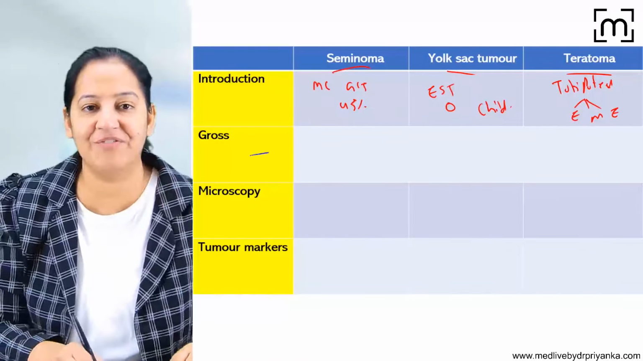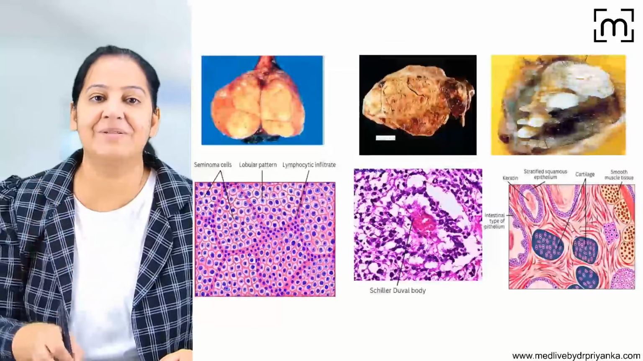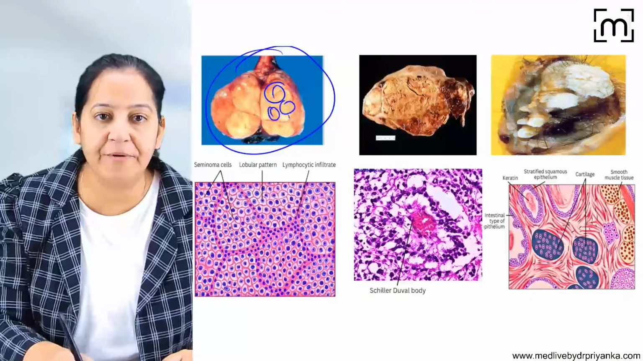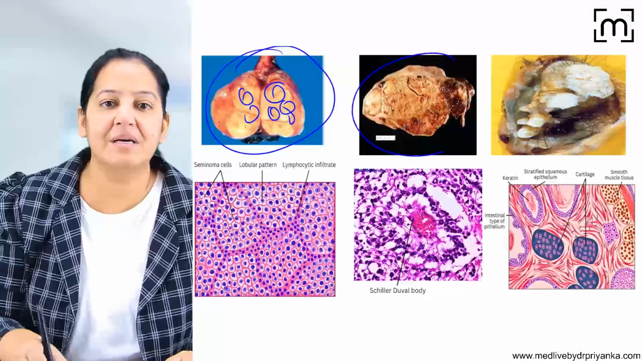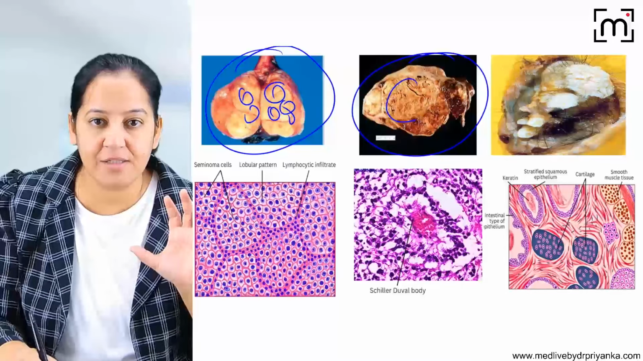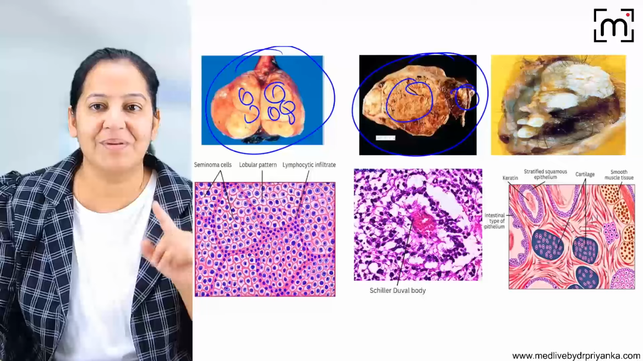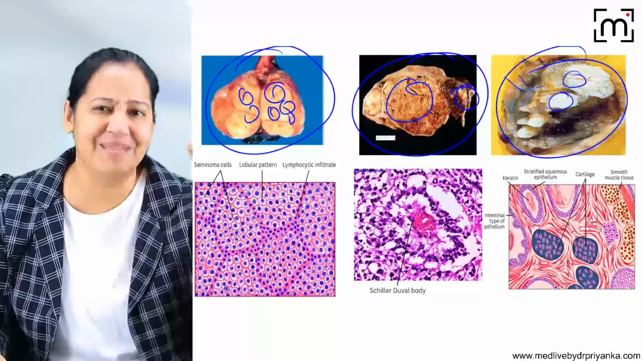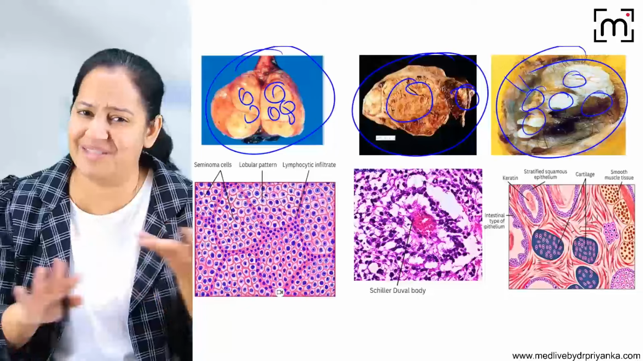Now the gross of each of them. Please imagine the diagram. This is the gross. Can you see? This one is Seminoma. Appreciate the lobulated appearance. This one is Yolk Sac tumor. Appreciate the areas of necrosis and hemorrhage. And this one is teratoma, containing anything, especially the hairs, the teeth, the bone, the cartilage, the brain, the nervous tissue. It can be anything.